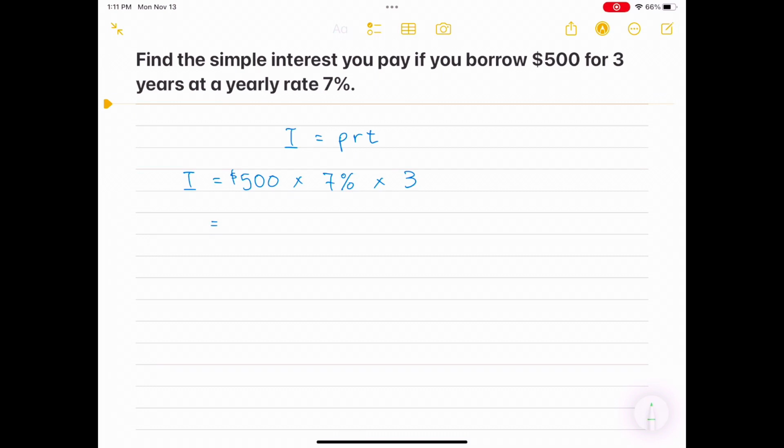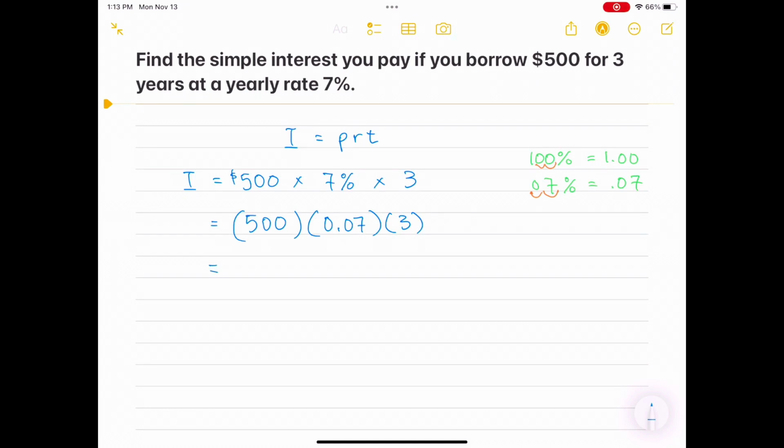To solve this problem, we must first convert 7% into a decimal, and I use my reference 100% equals 1 to remind myself that to convert a percent to a decimal, I must move the decimal point 2 places to the left and drop the percent sign. So I take 7%, move that decimal point 2 places to the left, and end up with 0.07. Now I go back to my problem and substitute 0.07 for 7%, and I have 500 times 0.07 times 3.